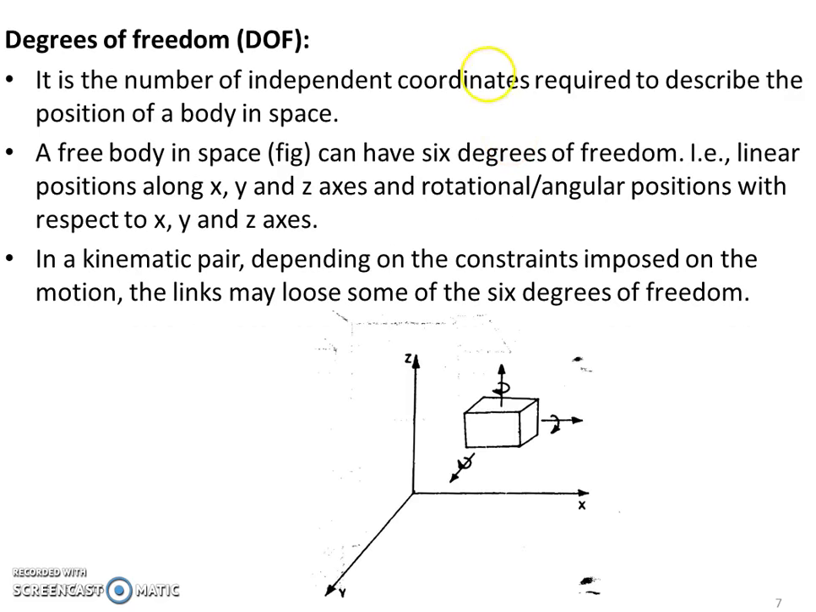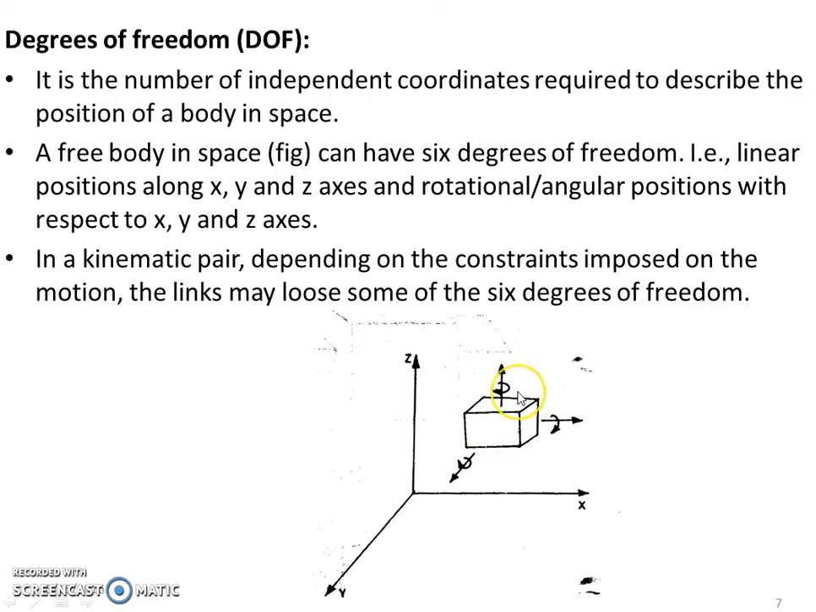Next, we are going to define degrees of freedom. Degrees of freedom is the number of independent coordinates required to describe the position of a body in space. Here, see in the figure, a cube is there. It can freely move or rotate in three-dimensional space. It will rotate in x direction, y direction and z direction. Similarly, it will translate in x, y and z direction. So totally it will have 6 degrees of freedom. Any body in space will have 6 degrees of freedom.